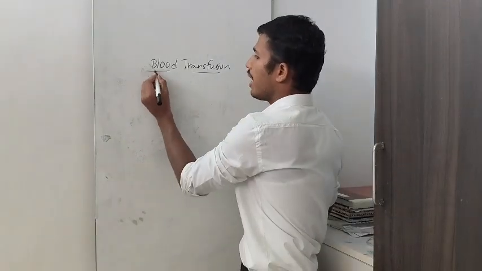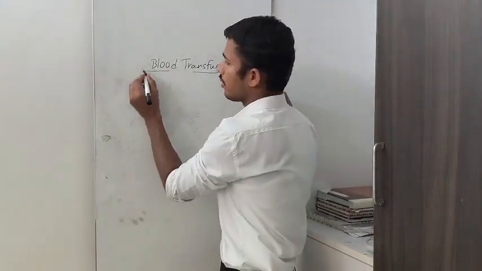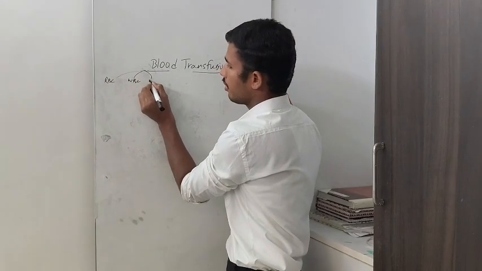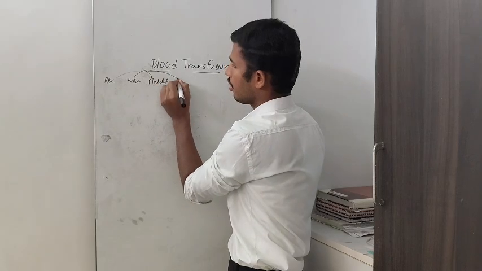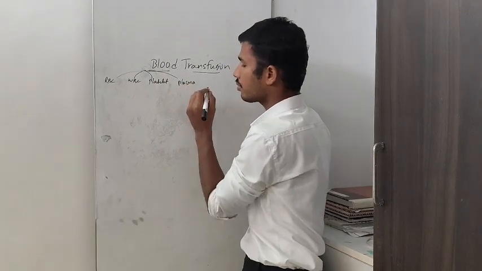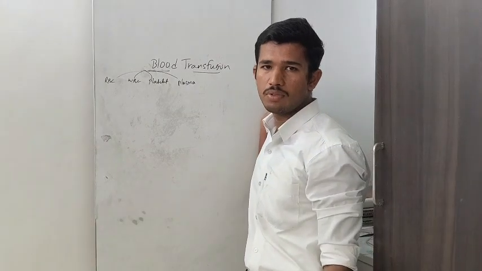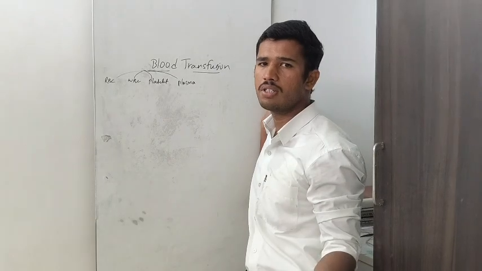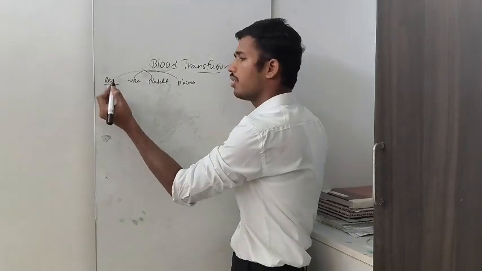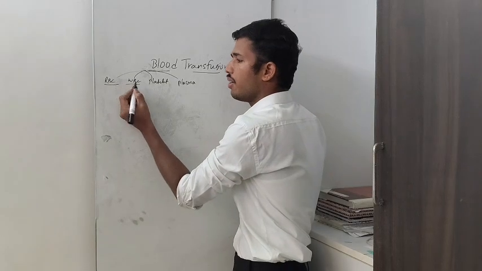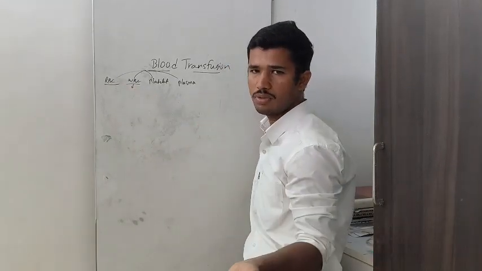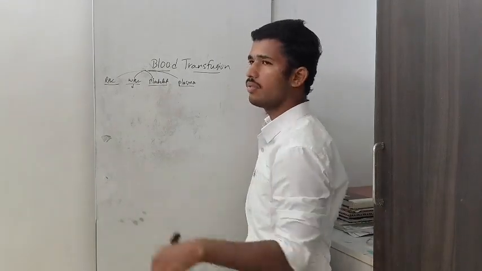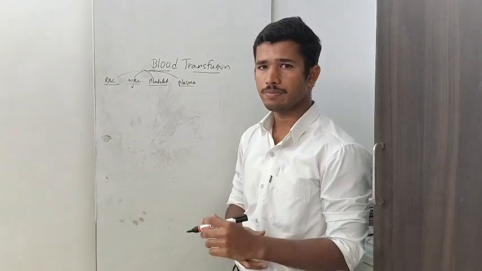We know that in blood we have RBC, WBC, platelets, plasma. Sometimes we do not transfuse the whole blood. If a person needs only RBC, then we transfuse only RBC. If they need WBC, we transfuse WBC. If the patient needs platelets, we transfuse platelets. If the patient needs plasma, then we give the plasma.